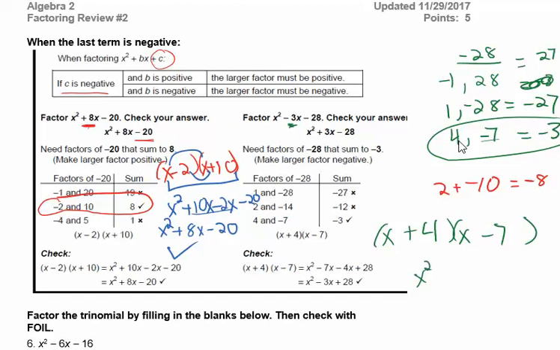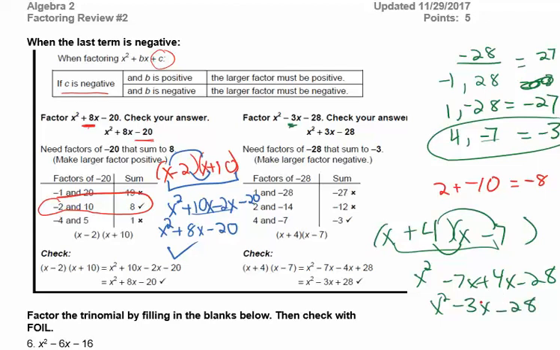So x times x is x squared, minus 7x for the outer, plus 4x for the inner, and then minus 28 for the last times last. And this is going to work. I'm going to get a negative 3x when I combine my like terms. So if that matches this, then I know that I have the right factors, which here, they're right there.